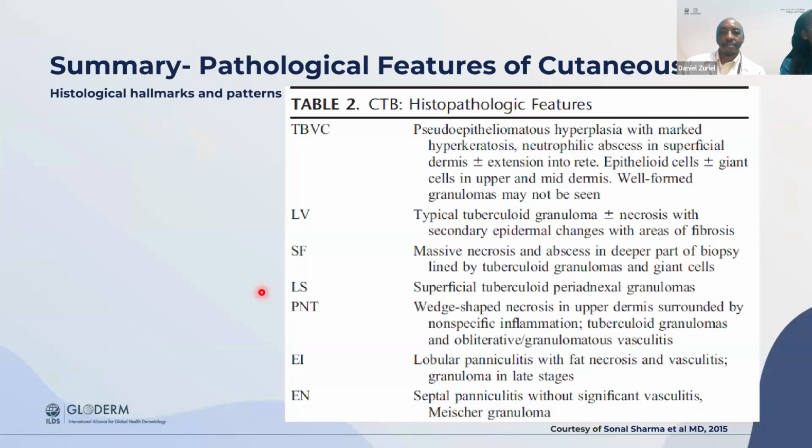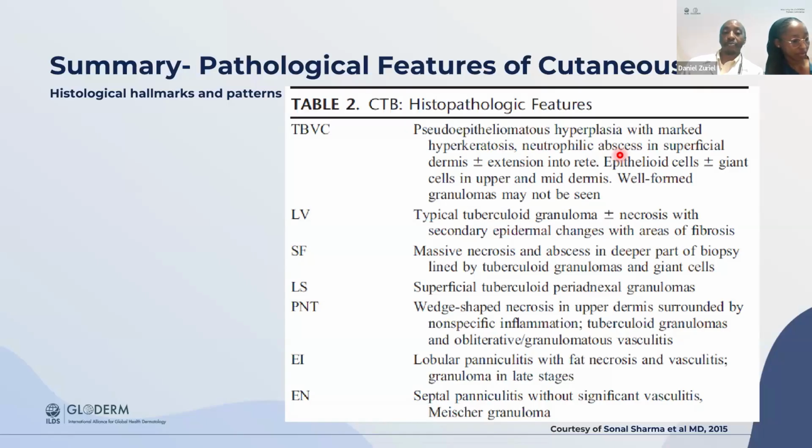Fantastic. A summary of the pathologic features in cutaneous TB. It's important to be able to remember. In verrucosa cutis, you're going to see pseudoepitheliomatous hyperplasia with marked hyperkeratosis, neutrophilic microabscesses in the superficial dermis. There could be extension into the reticular dermis. Epithelioid cells plus or minus giant cell formation in the upper dermis and the mid dermis too. And you're going to find well-formed granulomas.